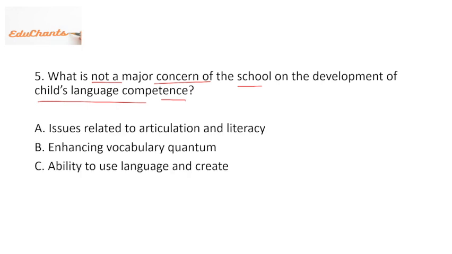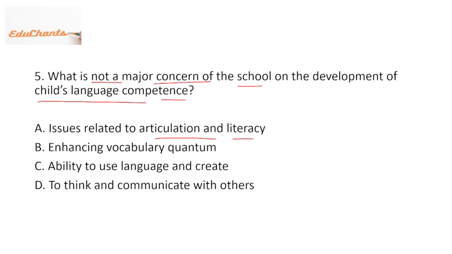As far as language competence is concerned, which of the following is not a concern? That means the school should not focus on this particular concern or topic. Which of the following? That means issues related to articulation and literacy. That means how the student is articulating the language and how far he or she is learning the literature, etc. Enhancing vocabulary quantum. That means how many vocabulary words he or she is learning every day. Ability to use language and create. That means how the student is using the language and creating many things, and to think and communicate with others. How the student is thinking and communicating with others. So definitely the answer is enhancing quantum of vocabulary.